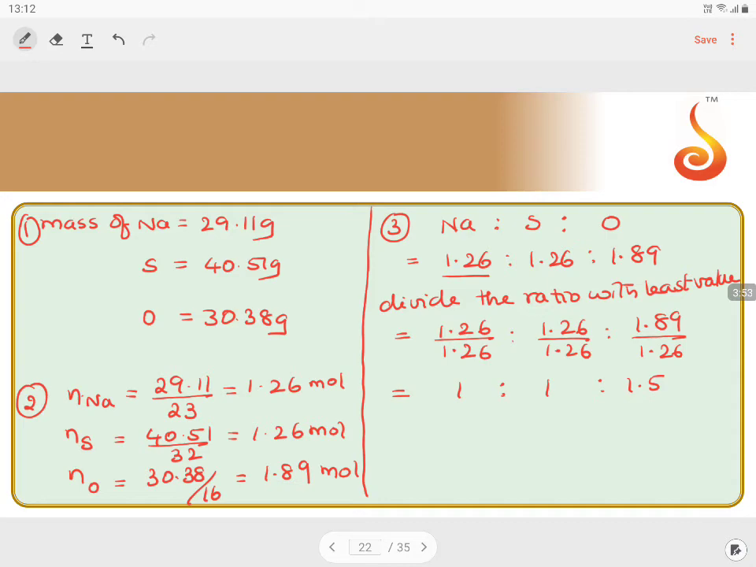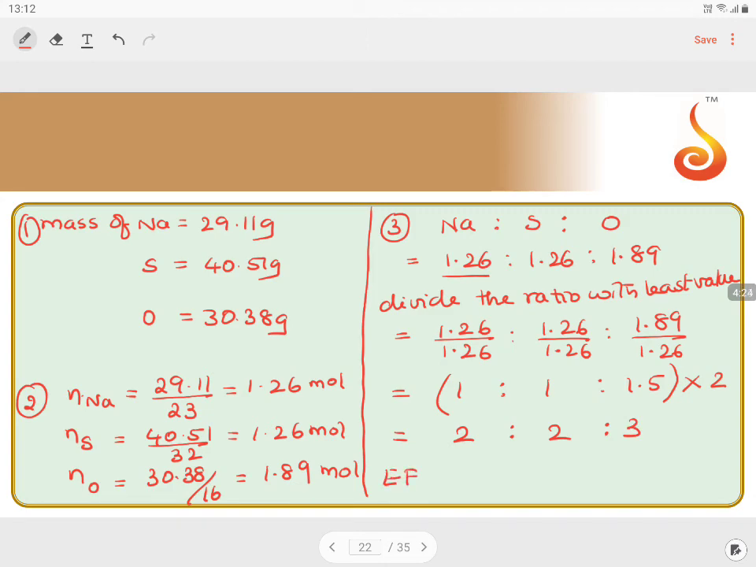Now you can see you need to get the ratio compulsorily in the whole number ratio, because atoms can never be divisible or fractional. So we need to get the ratio of atoms which are integral ratio, not the decimal ratio. So we need to multiply this total ratio with the smallest integer possible. Let us take the integer as 2. If you multiply with 2, we get 2 is to 2 is to 3. So this becomes the atomicity of each atom respectively.